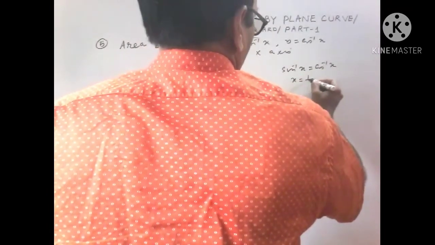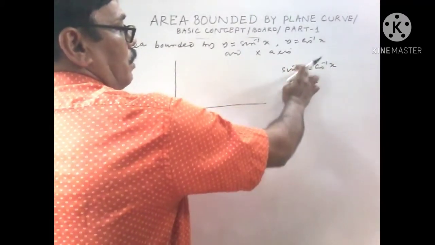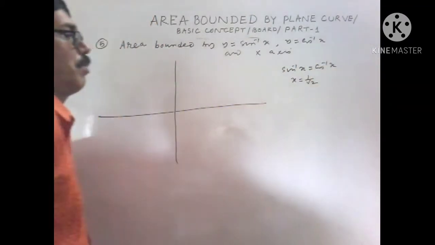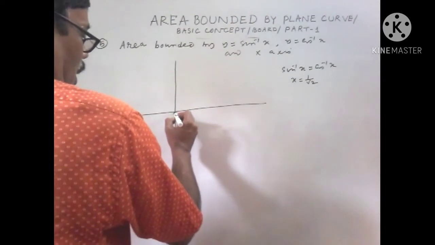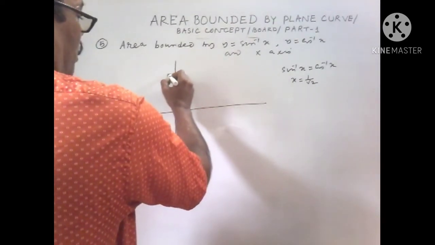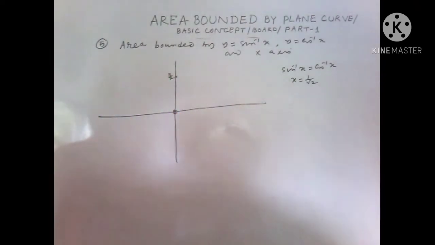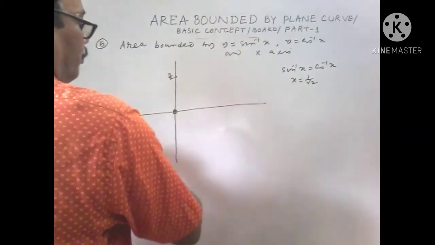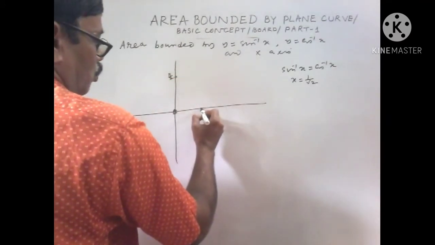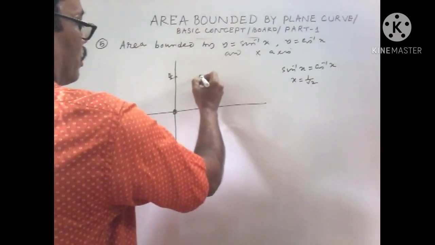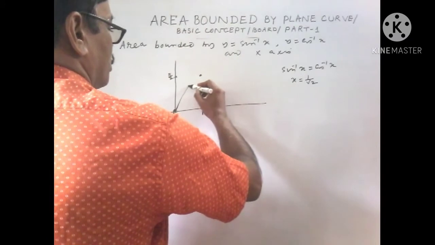x equals 1 by root 2. Sin inverse 1 by root 2 is pi by 4, so this is the point of intersection. Suppose this one is pi by 2. Sin 0 is 0, sin pi by 2 is 1.